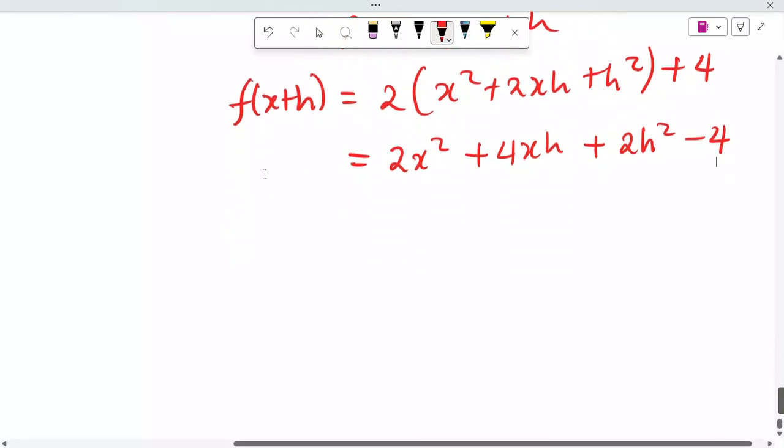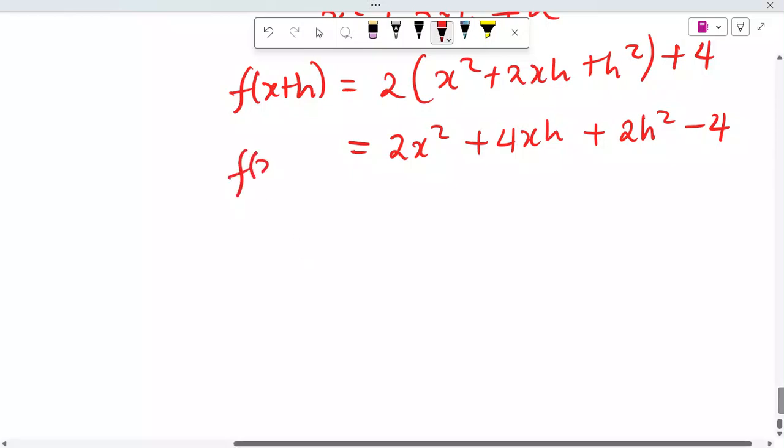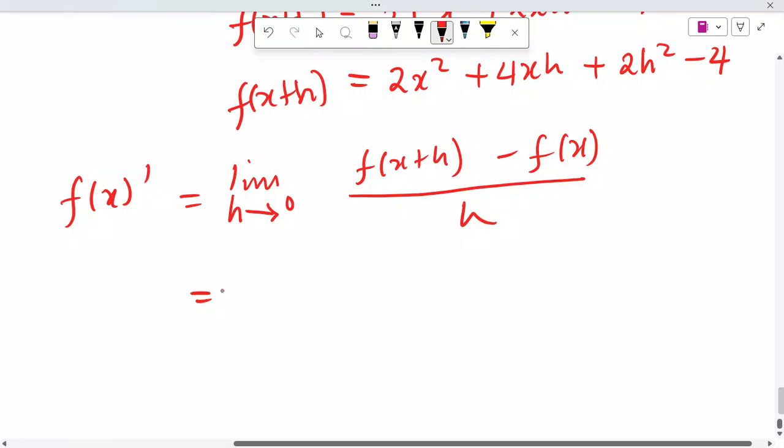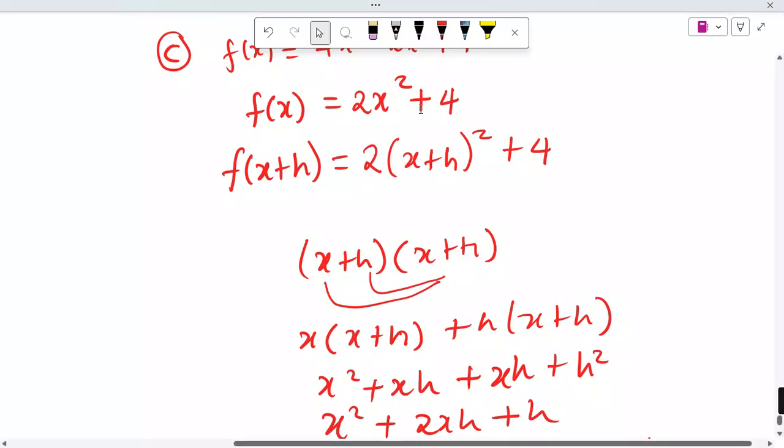Okay, so now we apply the formula we have. So we have our x plus h. So now we write the formula: f prime of x equals limit as h approaches 0 of f of x plus h minus f of x over h. Okay, so now we have f of x plus h. This equals limit as h approaches 0. So you write now 2x squared plus 4xh plus 2h squared, plus 4. You can track it from here, this is plus 4 here. So even here is plus 4. Okay. So let's continue.